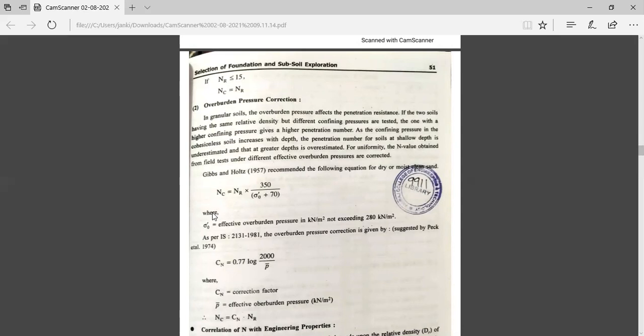As per the IS code, the overburden pressure correction is given by its equation: Cn is equal to 0.77 log of 2000 divided by P bar, where Cn is the correction factor and P bar is the effective overburden pressure in kilonewton per meter square, right. So the equation is NC is equal to Cn multiplied by NR.